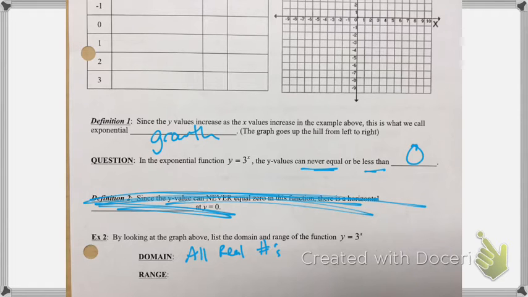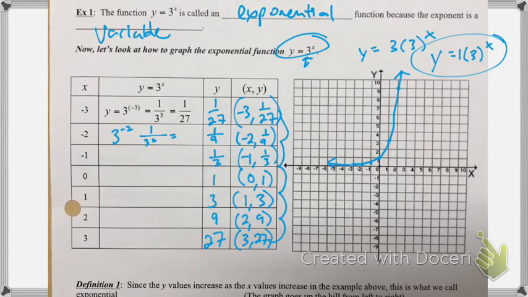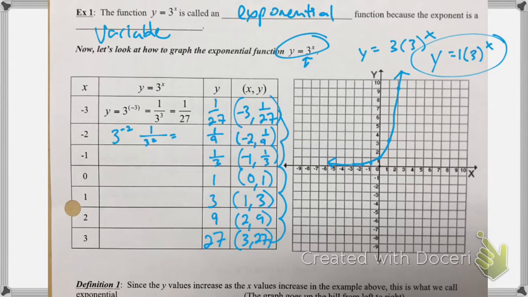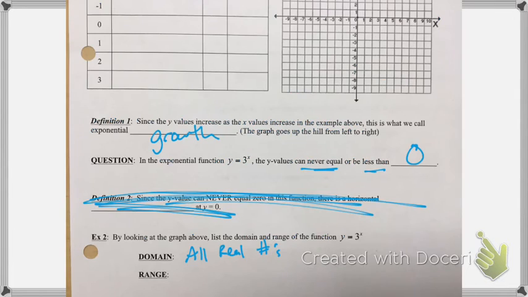But the range, what are the possible y values here? Anything greater than 0. Yeah, y needs to be greater than 0. 0 doesn't work, but even the littlest bit more does. You can't see that on the screen up there, but I can see it on mine. So y is greater than 0 is what I wrote there for my range.